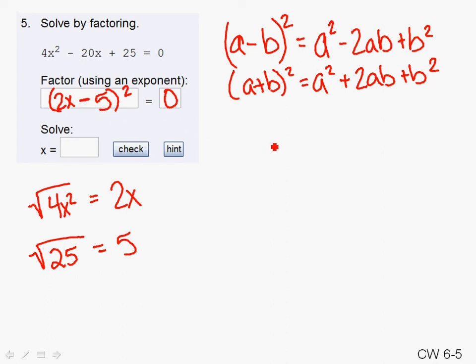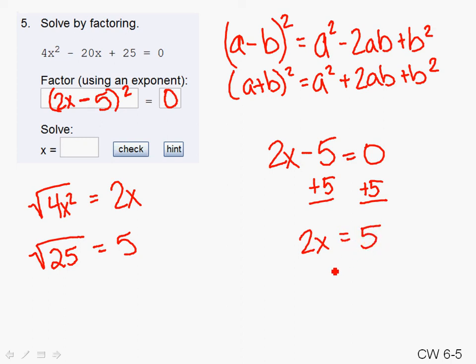Because this factor has an exponent, we are only going to have one solution. So when 2x minus 5 equals 0, we add 5 to each side. So 2x equals 5, which means that x equals 5 over 2, or 5 halves. So our answer would be 5 over 2.